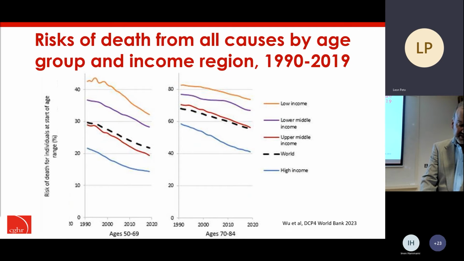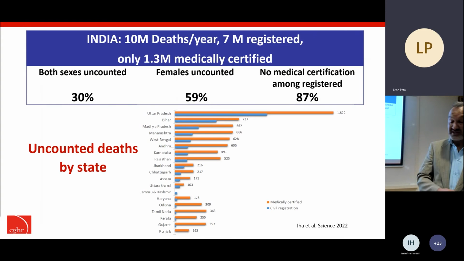So the core of trying to understand what is possible at different ages is to have good information on causes of death. Well, what do you do when deaths really occur at home and without medical registration, such as in India? India has approximately 10 million deaths a year. 7 million are registered, but only 1.3 million are medically certified. And this varies both by state, the poorer states having the worst registration and medical data, but also by gender. Females are more undercounted than males.